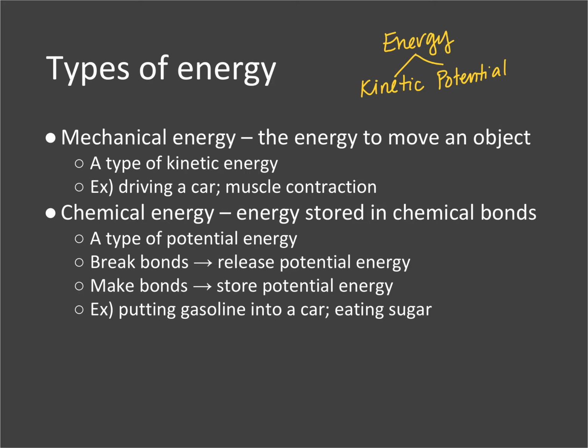Well, there are some subtypes of kinetic energy and some subtypes of potential energy. And the ones that we're going to focus on in this lesson, the subtype of kinetic energy we're going to focus on is something called mechanical energy. Other forms of kinetic energy can include things like light and heat and radiation. Potential energy, we're going to focus on the potential energy stored in chemical bonds. So we're going to refer to chemical energy as the specific type of potential energy that is related to this concept of ATP and making it happen.